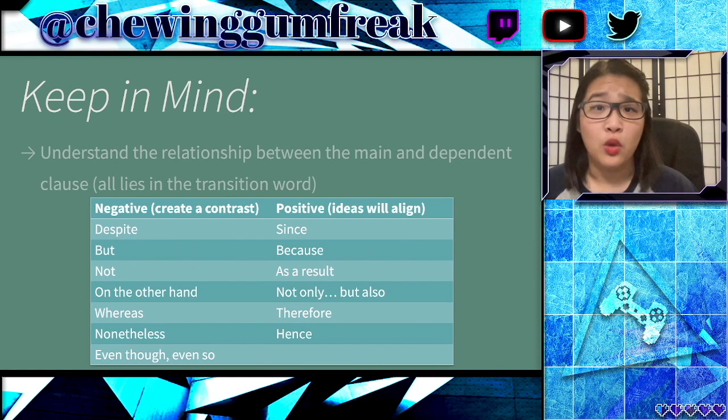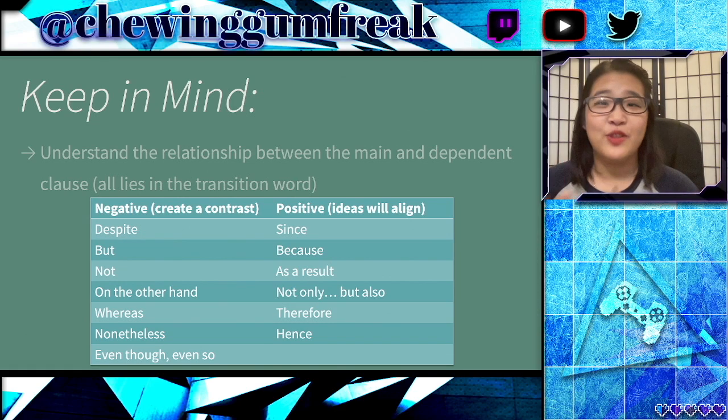If you see one of the words on the left side, things like despite, but, not, on the other hand, whereas, nonetheless, even though, or even so, most of the time these are going to be drawing a contrast with each other. So when you go to think about the blank, you're thinking about the opposite idea.